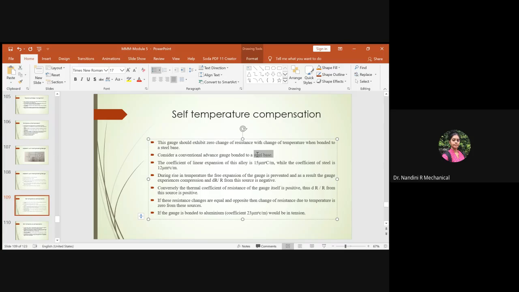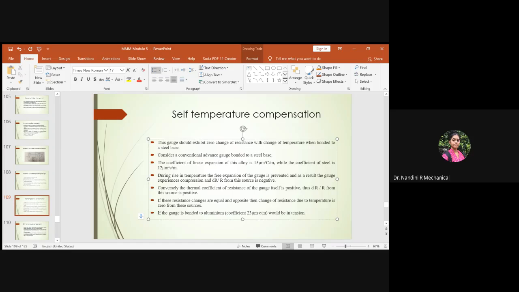Until now, we have studied the bonding of the strain gauges either through foil or through wire. We haven't come across a steel base. So this steel base acts as a good substrate material in order to bond the given strain gauge. So this gauge will be well bonded to a steel base in order to overcome the external effect of the temperature. And next, what you have to understand here is the coefficient of linear expansion of this alloy, because you will be embedding the gauge bonded with a steel base.